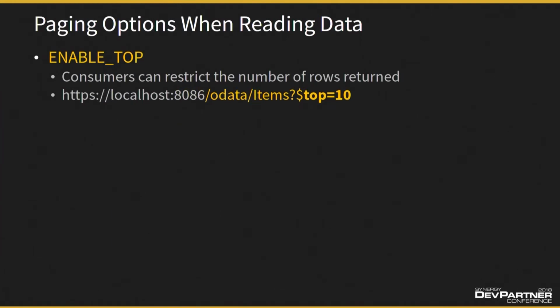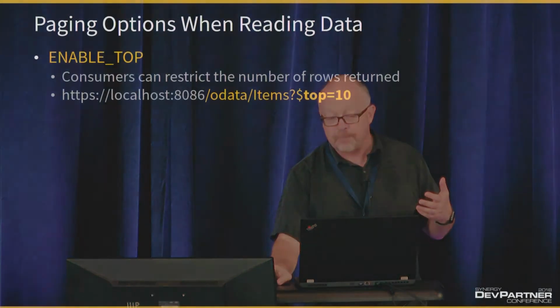Paging options while reading data. Another thing that the query mechanisms allow you to do in an OData service is if you say enable top in the code generation file, then it will enable you to restrict how many rows come back from a query. So you can say, give me items, $top equals 10. We'll just give you the first 10 items. So it's the beginning of allowing you to do paging.